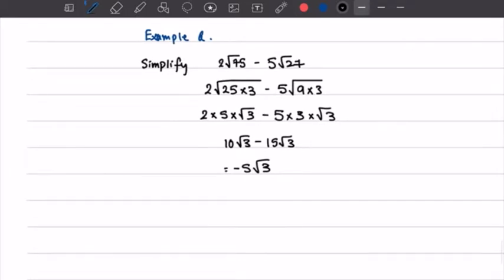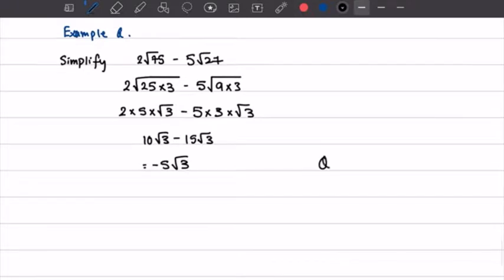If you want to practice these kinds of questions, you should do questions 6A, B, C, D, E, F from exercise 3A. So you can do question 6 in exercise 3A.